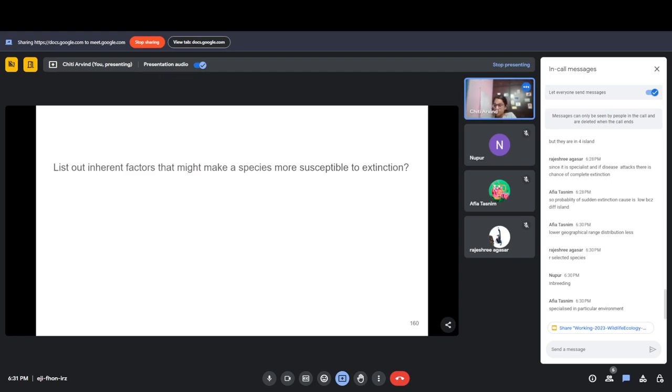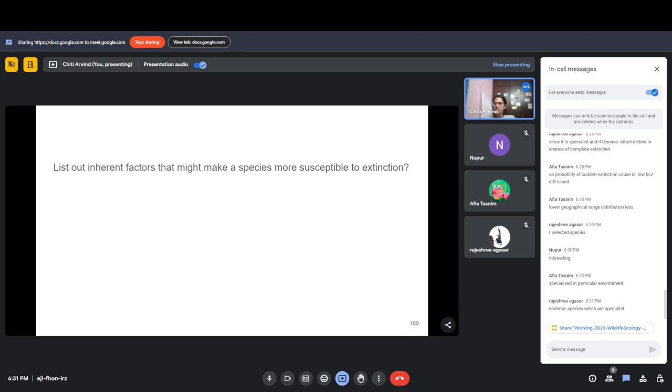As Afia mentioned, they are endemic species, or Archie mentioned they are endemic species, they are specialist species, and they need to be in a particular habitat configuration only. If there are certain changes to that particular habitat configuration, it results in making a species more susceptible to extinction.